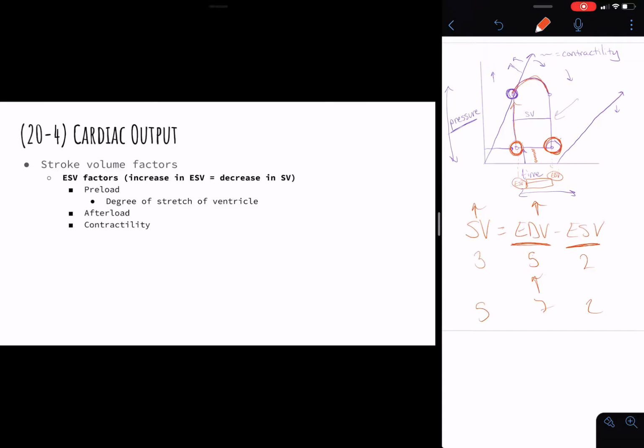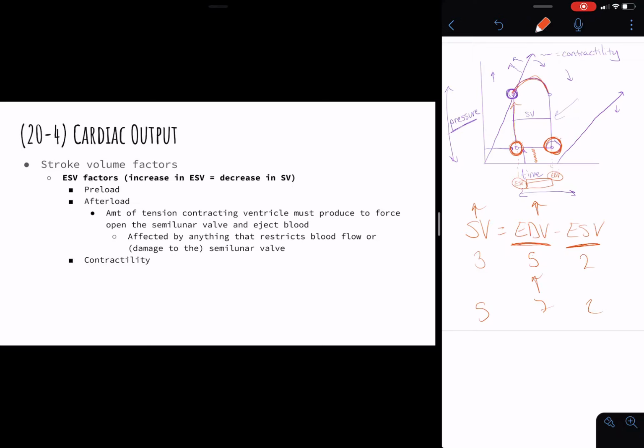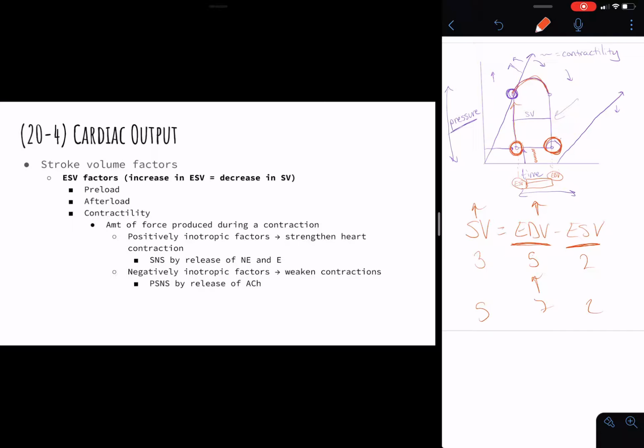Factors that affect ESV, which we kind of already mentioned, are preload, so the degree of stretch in the ventricle, and then we talked about afterload and contractility. Here's some definitional terms, but we already mentioned this, so I'll just keep going. Oh, here we can talk about factors that affect contractility. So we talked about how sympathetics and parasympathetics affect contractility. Sympathetics are going to be affected by norepinephrine and epinephrine, and parasympathetics are going to be affected by acetylcholine. Parasympathetics can be represented by a release of acetylcholine. Sympathetics can be represented by a release of norepinephrine and epinephrine.